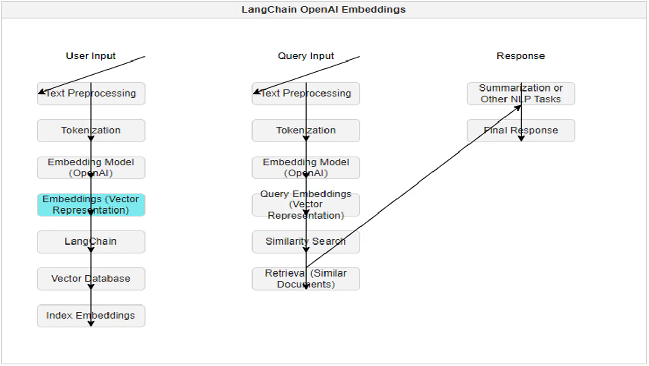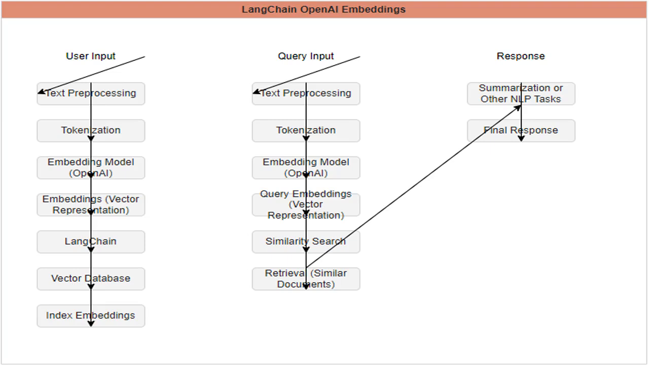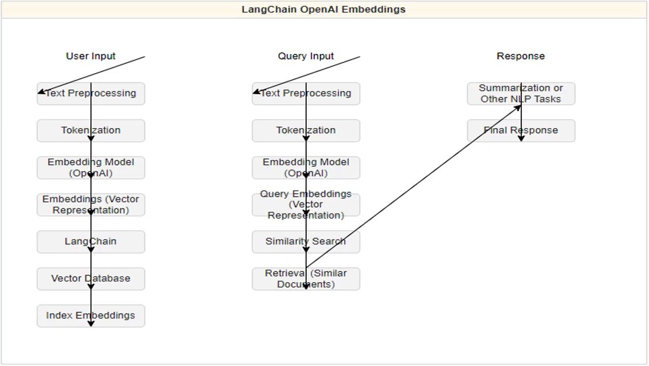Embeddings, vector representation, data: outputs the embeddings for each input text. Embeddings store the numerical representations of the input text. Holds the embeddings generated by the embedding model. LangChain, data: provides the embeddings to LangChain for indexing. LangChain manages the indexing and retrieval process. Uses the embeddings to index the input text in a vector database.